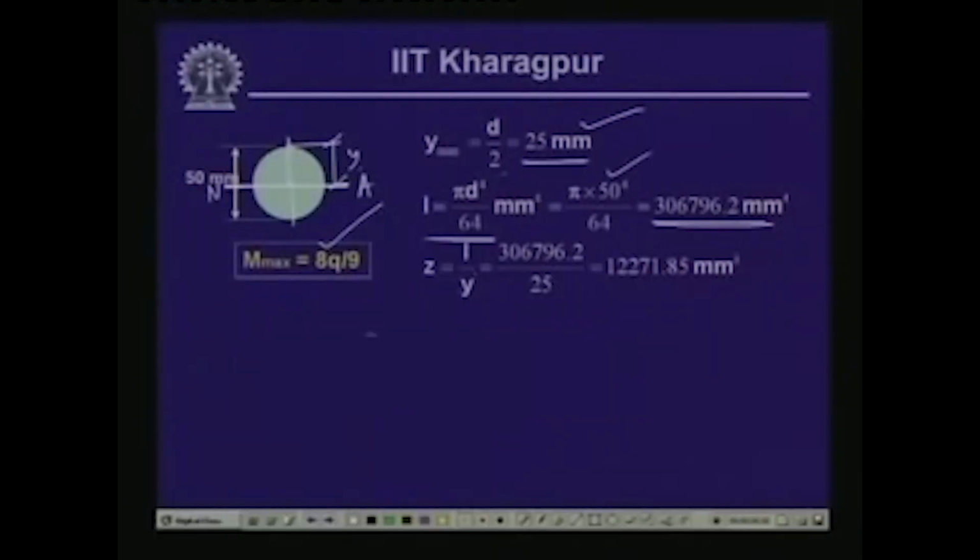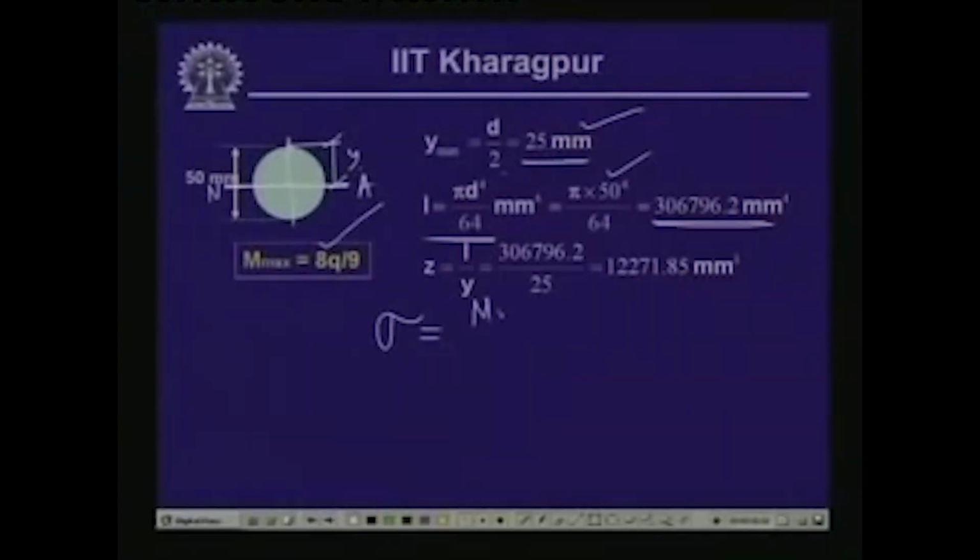Now, if we like to calculate the bending stress sigma, which is equal to, now this being again symmetrical with respect to both the axes, we disregard the sign, because we know for the positive bending moment the stress is compressive at the top and tensile at the bottom. We know the nature of the stress.